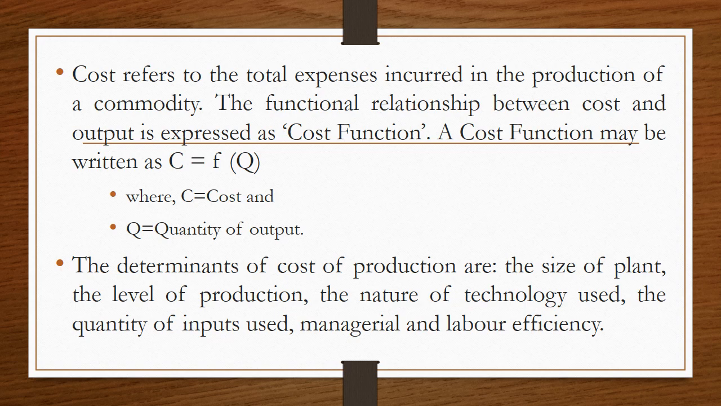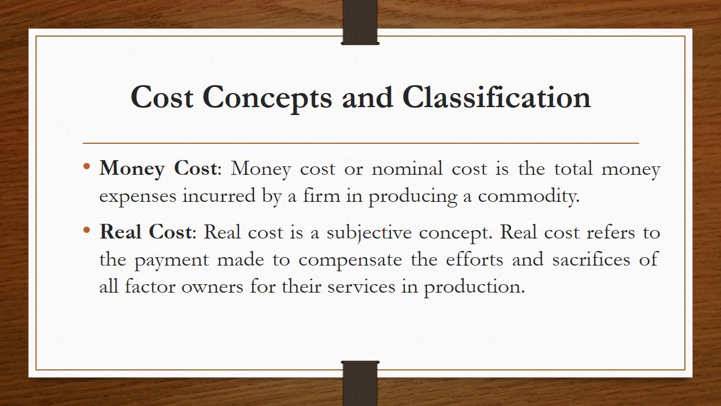Now let us discuss determinants. What are the determinants of cost of production? The cost of production mainly depends upon the size of the plant. The second one is the level of production. The third one is the nature of technology being used. Next, the quantity of inputs used, and managerial and labor efficiency. These are all very important determinants that play a vital role in deciding the cost. Let us move on to major concepts and classifications of cost.